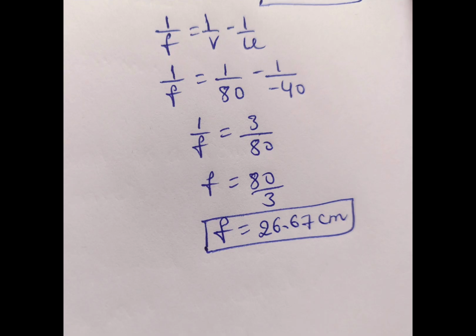So take reciprocal. 1 by f is equal to 3 by 80. Then f becomes 80 by 3. So your answer is 80 by 3 centimeter. The focal length of the lens is 80 by 3 centimeter, or approximately 26.67 centimeter.